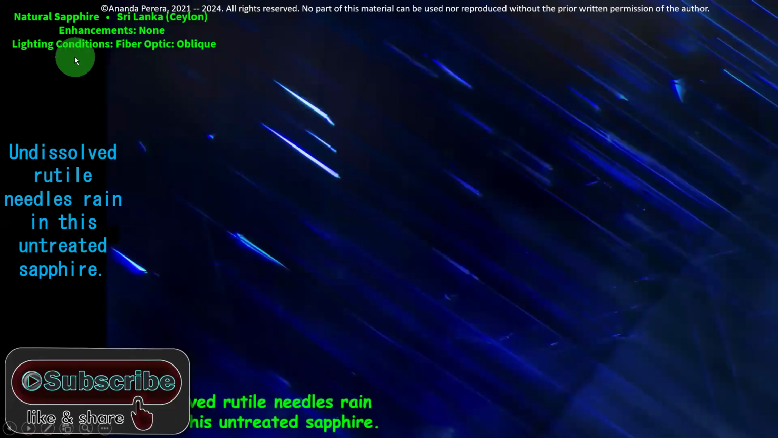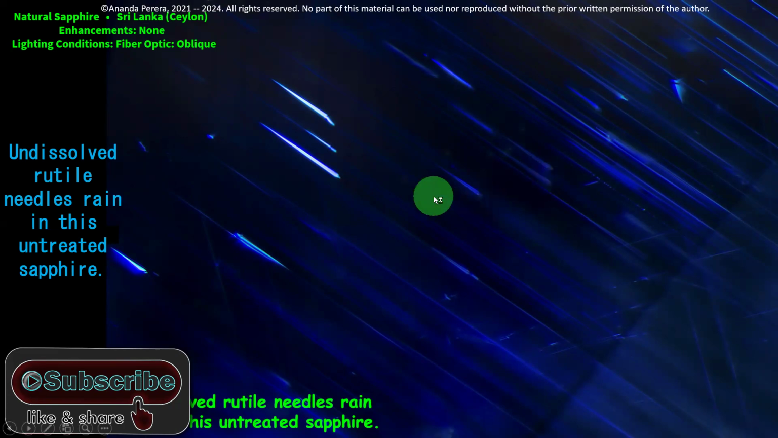What is this? Lighting condition is fiber optic oblique. It is also a Sri Lankan sapphire, natural sapphire. See the undissolved rutile silk. When we heat the stone, all the rutile silk is dissolved into the stone and gives the blue color. That is the system.